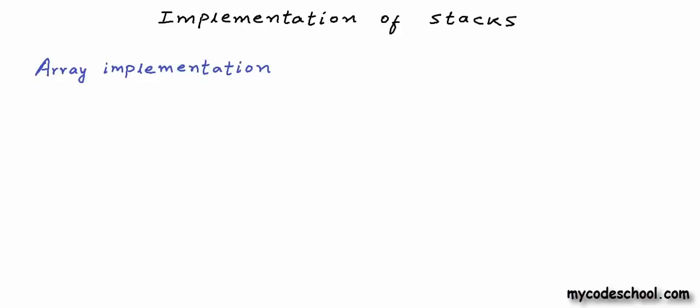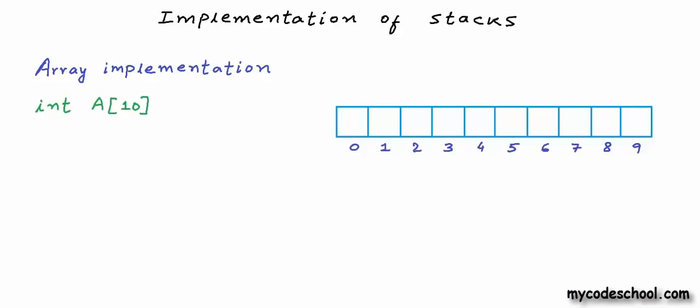Let's say I want to create a stack of integers. So what I can do is first create an array of integers. I'm creating an array of 10 integers here. I'm naming this array A. Now I'm going to use this array to store a stack. At any point, some part of this array, starting index 0 till an index marked as top, will be my stack.